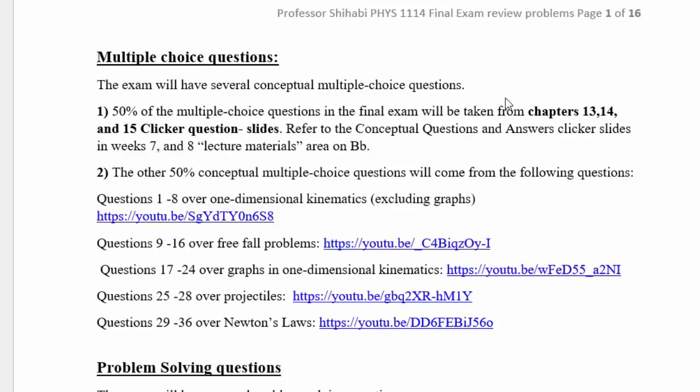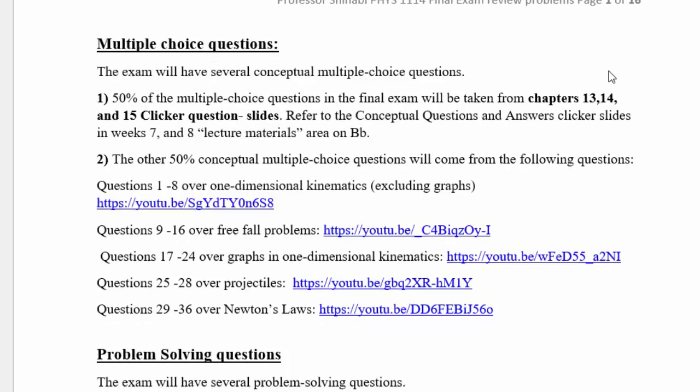I will include in the announcement where to find the review for the final exam, which will be in the same folder as the final exam itself. I note that the final exam is comprehensive, but 50% of the final exam will come out of the last chapters that were not included in the previous three exams.